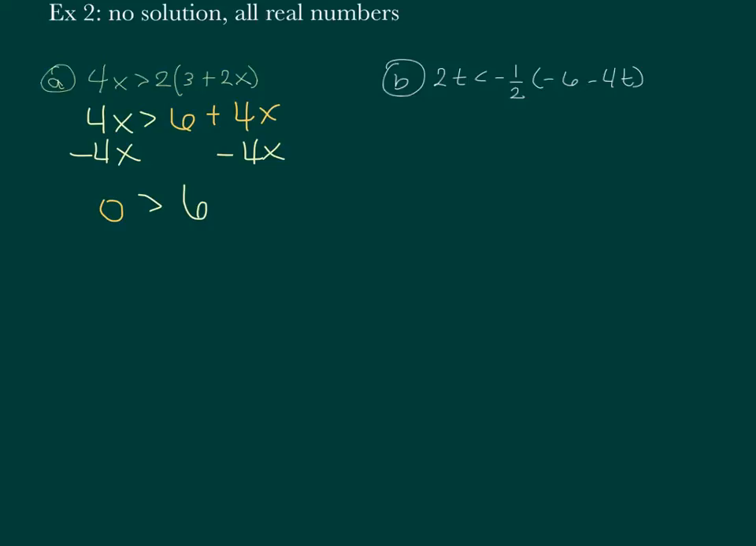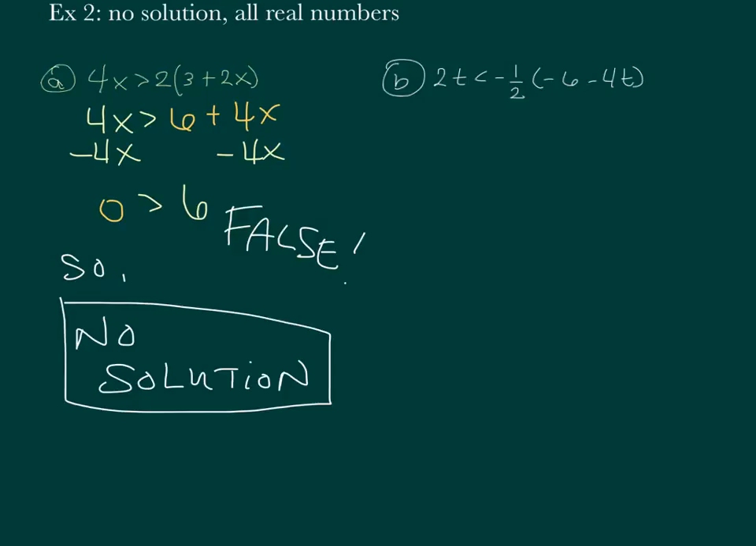I'm thinking to myself, 0 can never be greater than 6. Whenever I run into this situation with an answer such that the answer reads an illogical statement, that means that I have no solution as my answer. On a number line, I would simply draw out a number line and shade nothing in because no number is included in my solution set.